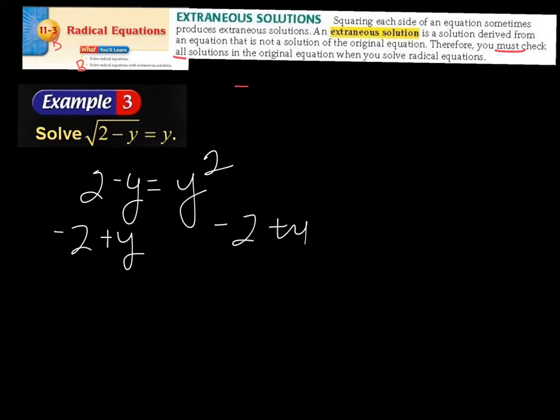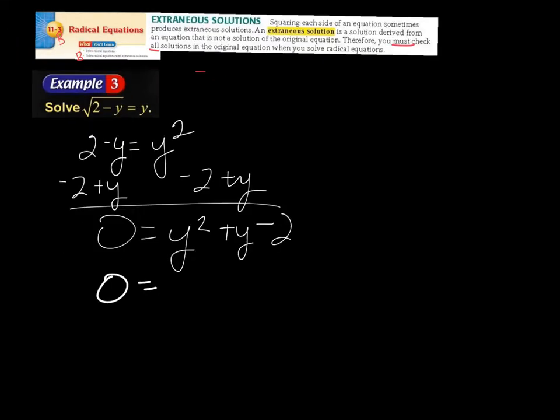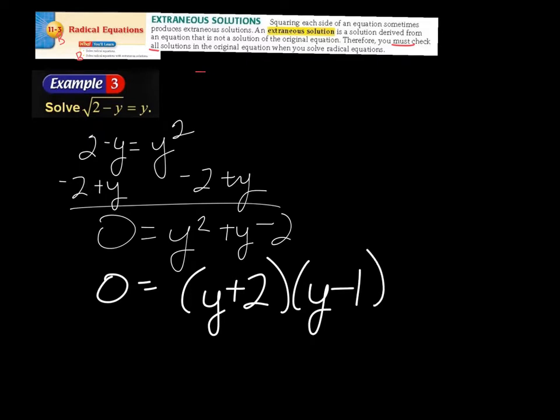We'll square both sides. So I've got 2 minus y equals y squared. Ooh. So I'm going to move these guys to the other side. So now I've got 0 equals y squared plus y minus 2. So now I'm looking for factors of negative 2 that'll give me a sum of positive 1. So y plus 2 and y minus 1. Using the zero product property, I get y equals negative 2 and y equals 1.